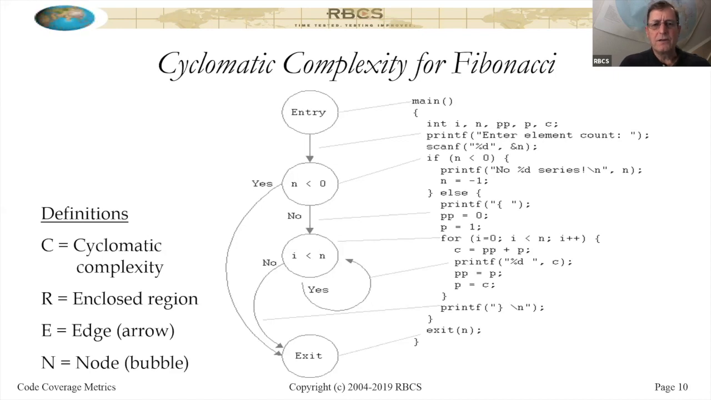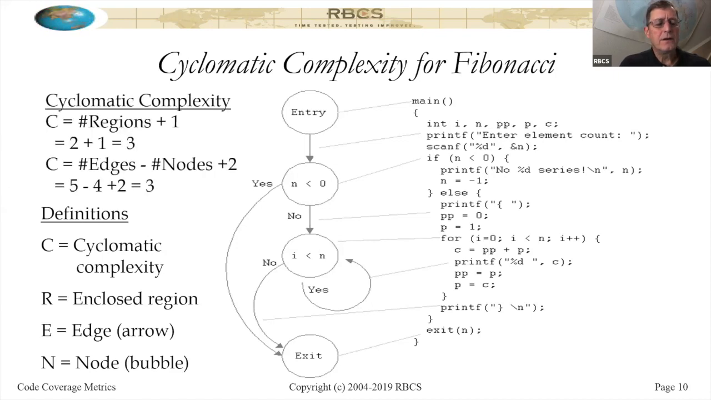And let's take a look here. The cyclomatic complexity is going to be calculated such that it's equal to the number of enclosed regions plus 1, and it's also the number of edges minus nodes plus 2. Now, it just happens to work out that way. The more intuitive way of doing this calculation using the graph is to just look at the number of regions.